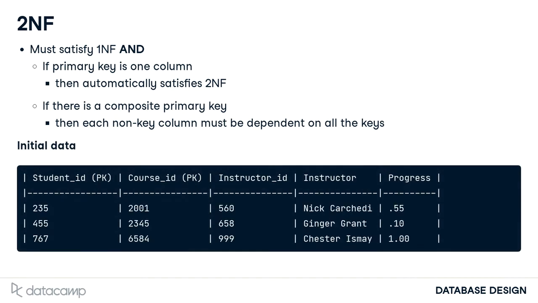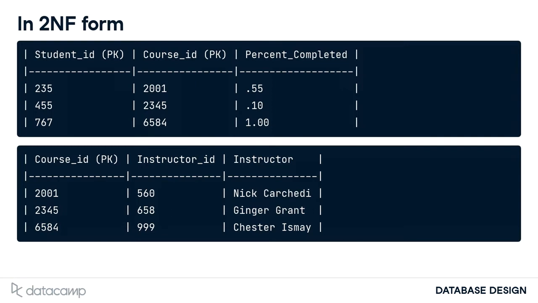In this table, we have the student and course ID as a composite primary key. We then review the other columns and their dependence on these two keys. First is the instructor, which isn't dependent on the student ID, only the course ID, meaning an instructor solely depends on the course, not the students who take the course. The same goes for the instructor ID column. However, the percent completed is dependent on both the student and the course ID. To convert it, we can create two new tables that satisfy the conditions of 2NF.